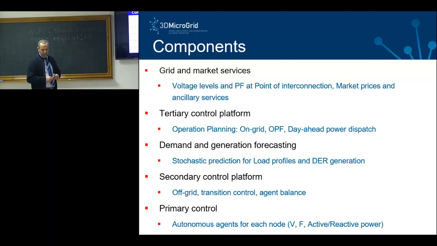The fourth is the secondary control platform, and this is focusing on the off-grid transition control, agent balance. And the primary control is about the autonomous agents that we want to install for each node to maintain the voltage, the frequency, and the active and reactive power balances on the different nodes.